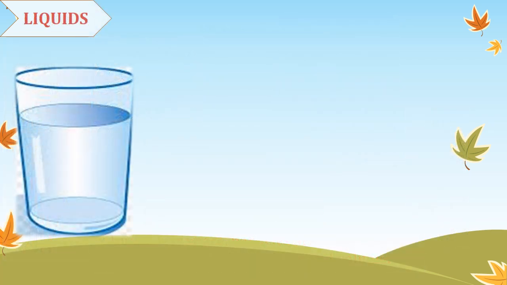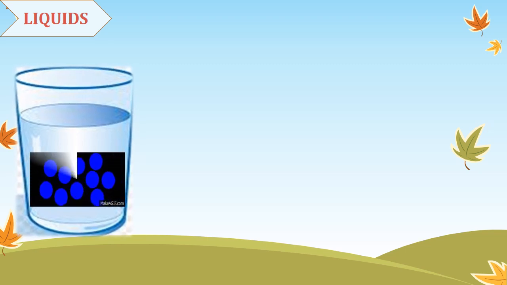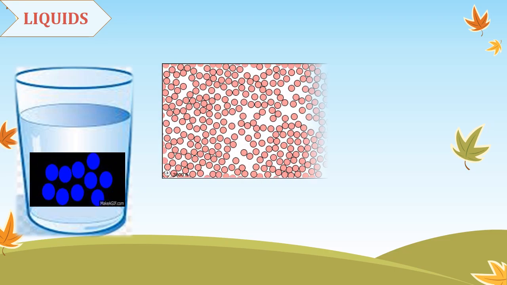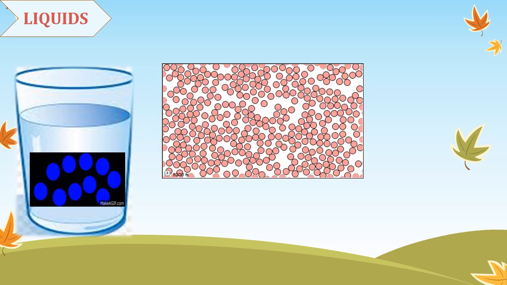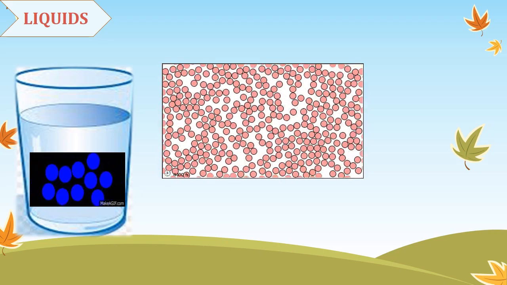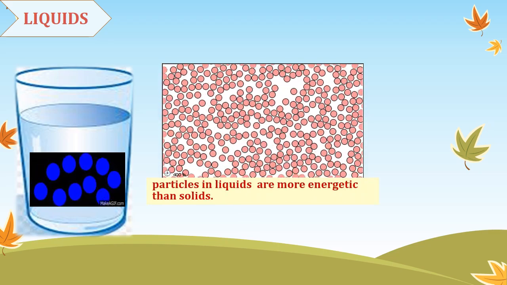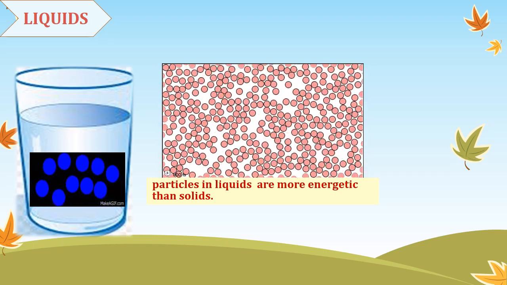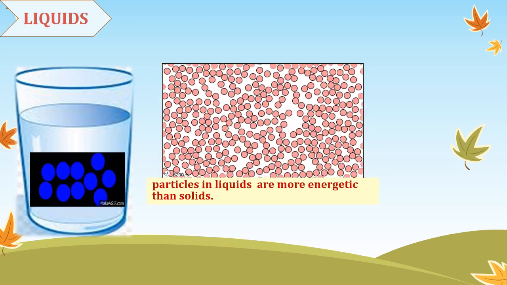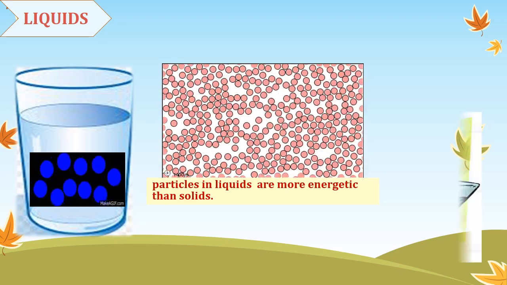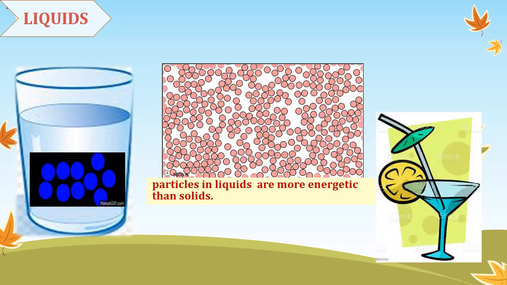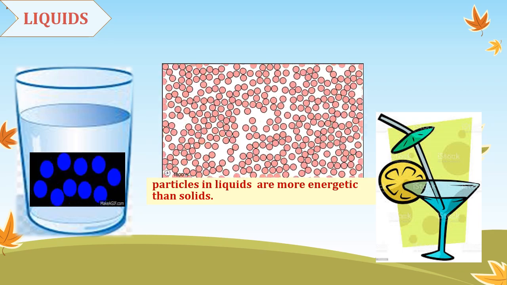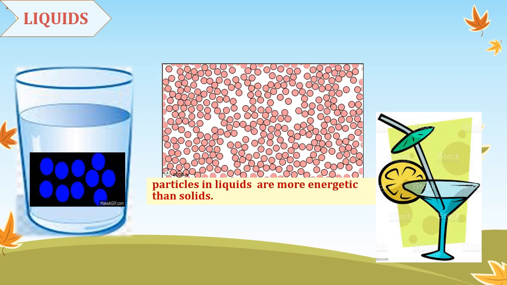Now, let's see what happens in the liquids. The particles in the liquids are also vibrating, but they have more spaces between them. Due to more spaces, these particles collide to each other more vigorously. This is the reason the particles in the liquid are more energetic than solids. Liquids allow flowability. They can flow from one place to another. That's why liquids attain the shape of the container in which they are, and they don't have a fixed shape.